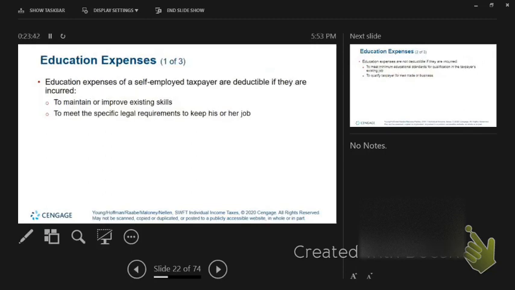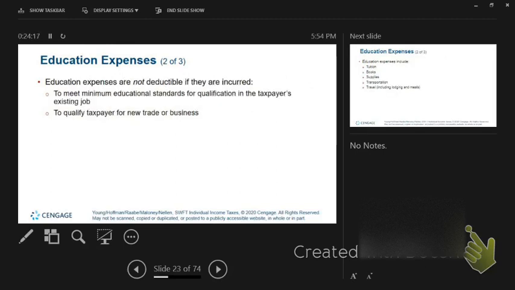All right, so make sense on education? All right, education expenses. So self-employed taxpayers can deduct them if they are incurred to maintain or improve your current skills, or to keep legal status. So like a lot of times I have different friends that are electricians. They go through different things to keep their skill sets up. Or if you are an accountant and you're doing things to keep up your CE, those would be education expenses of a self-employed person that they would have to try to keep up.